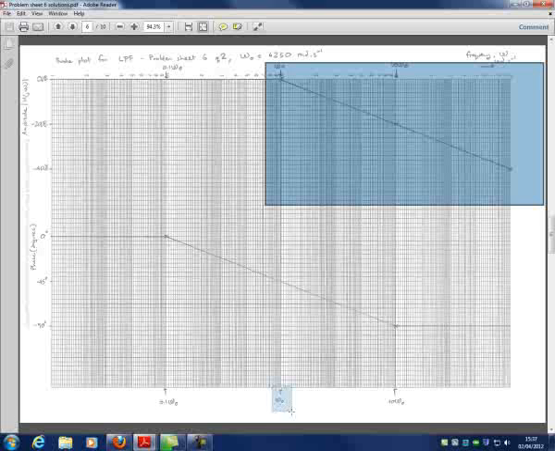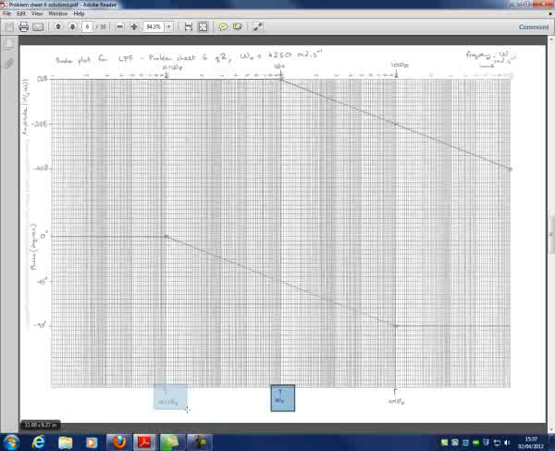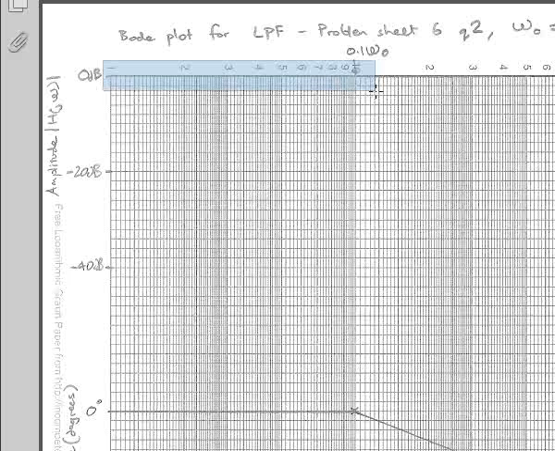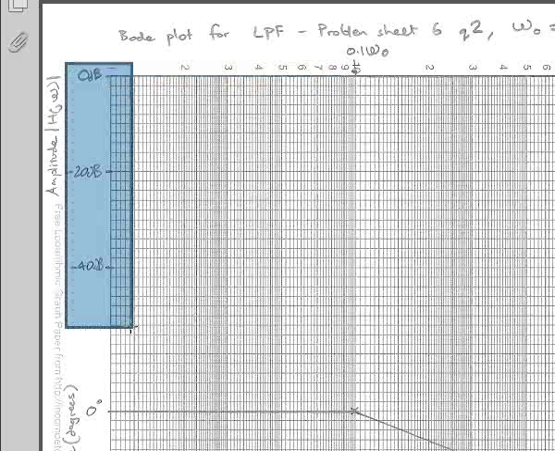Once again, I've got omega naught marked, and I've got 0.1 omega naught, which is the low frequency value, and 10 omega naught, which is the high frequency value. And these are each separated by a decade on the graph paper. So the graph paper needs to go from 1 to 10 to be a decade, and it's linear in this direction. So this is 4-cycle lin log paper.